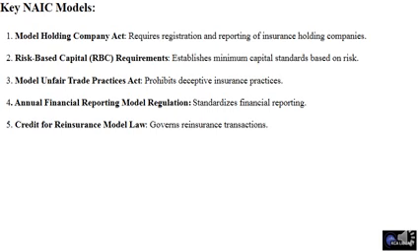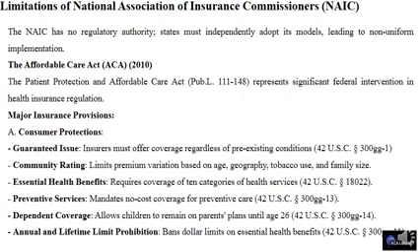So these are the key models: the Model Holding Company Act, Risk-Based Capital Requirements, Model Unfair Trade Practices Act, Annual Financial Reporting Model Regulation, and Credit for Reinsurance Model Law. Now we want to look at the limitations of the National Association of Insurance Commissioners (NAIC). The NAIC has no regulatory authority. States must independently adopt its models, leading to non-uniform implementation.